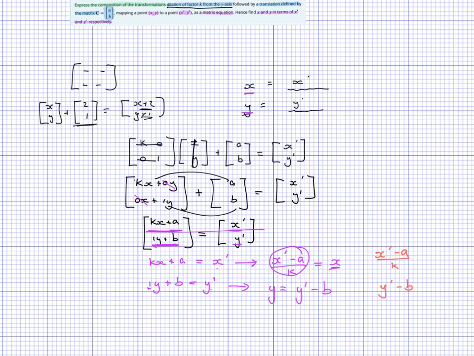All right, so what we've done there, the process we've gone through is that we've just laid out all the transformations that happen. So this is the dilation from the y-axis. This was the translation. We've multiplied it through the point into this matrix here. We've added in the translation. Then we've rearranged to find out what the original values were, and they are the image minus a over k and the image minus b.